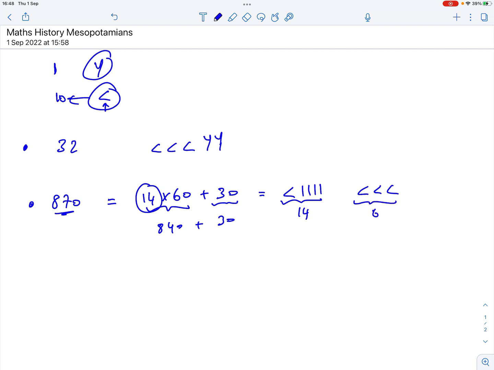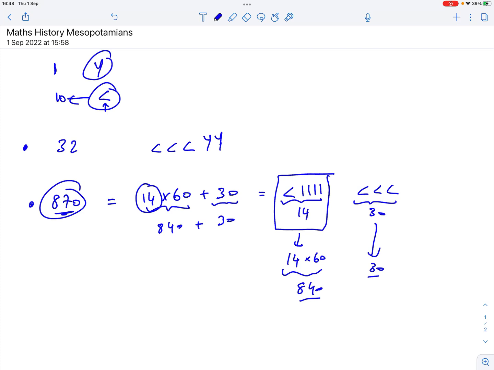Okay, so this is 30. Again, when they see that, this is based on 60, right? So there are 14 60s in other words, and this would represent 840 for them. And then the 30 is here. Combining that gives them 870.